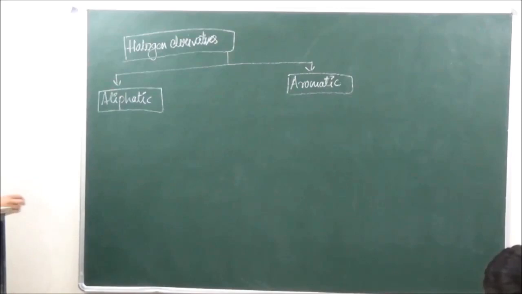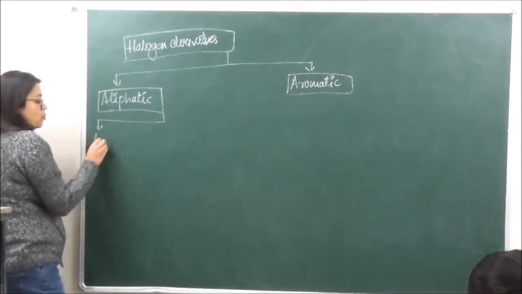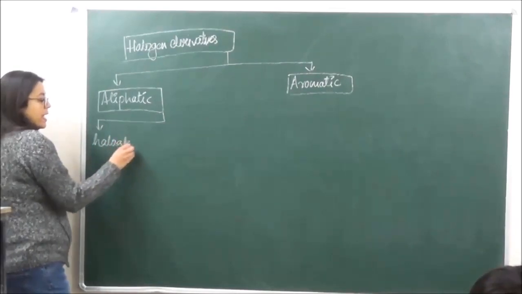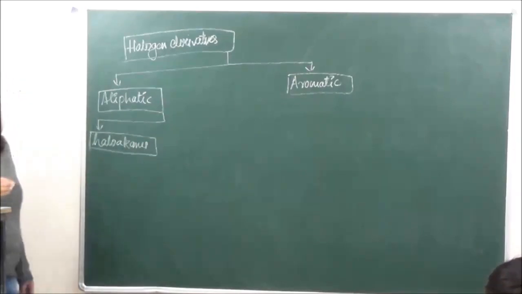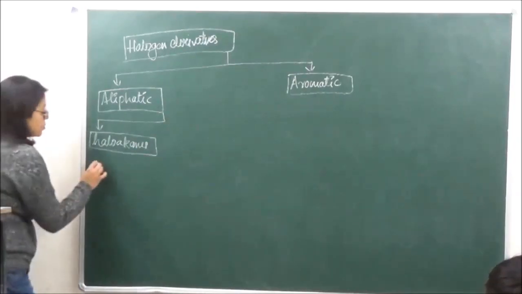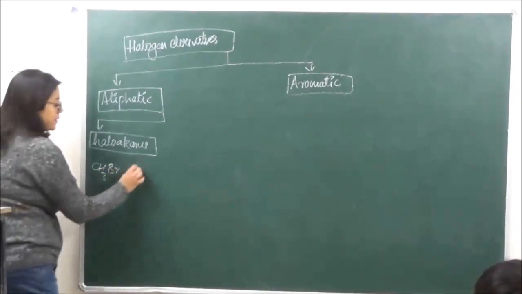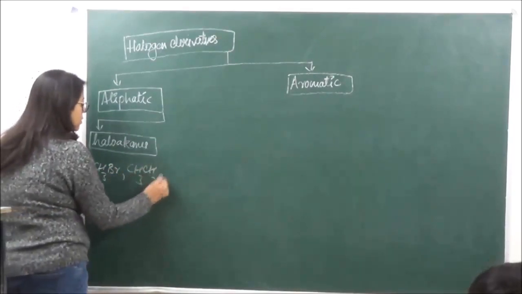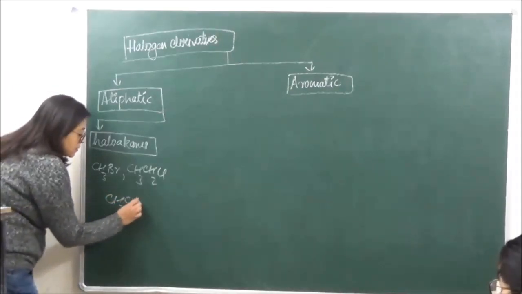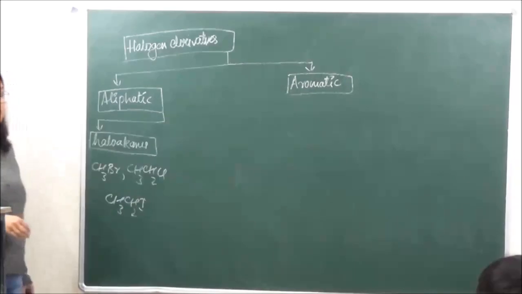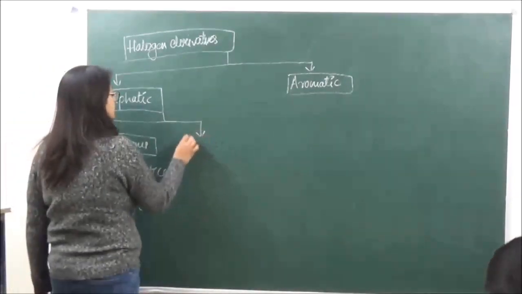In case of aliphatic halogen compounds, they may be further classified into haloalkanes. Haloalkanes means that there is going to be carbon-carbon single bond over here. So certain examples which we can do over here is bromomethane, chloroethane, or iodoethane, right? Second, that is going to be haloalkenes.